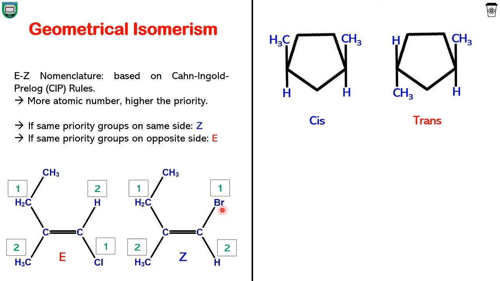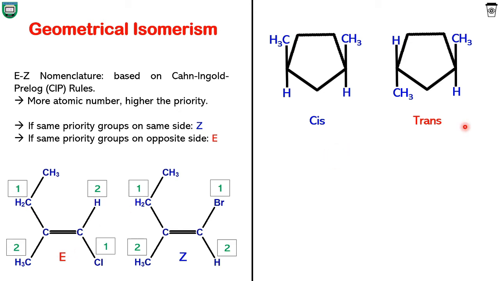Same way, between bromine and hydrogen, bromine has high atomic number, so we assign number 1 to the bromine and number 2 to the hydrogen. So in this molecule, the same priority groups are present on the same side, so we assign Z. While in this case, the same priority groups are present on the opposite side, so we assign E.